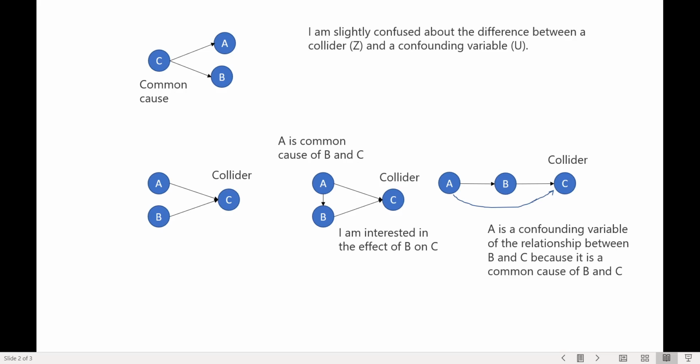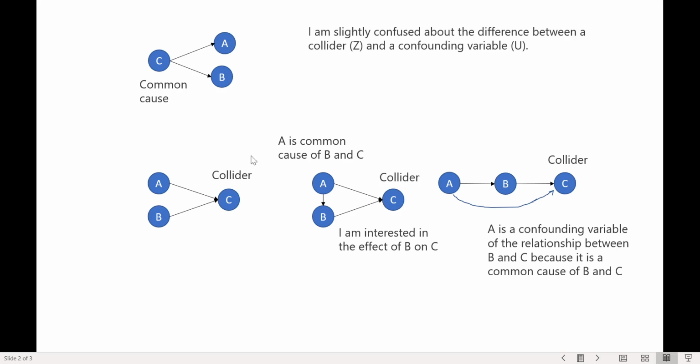Okay, so first of all, we shouldn't associate specific letters to types of structures in a causal model. A collider could be Z, could be A, could be C, could be B, any variable could be a collider, and the same for a confounding variable. I'm not saying that that's implied in the question, but just in case, I'd like to emphasize that any variable could be a collider or a confounding variable.